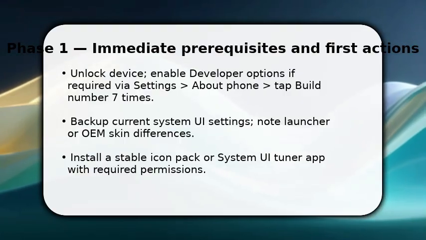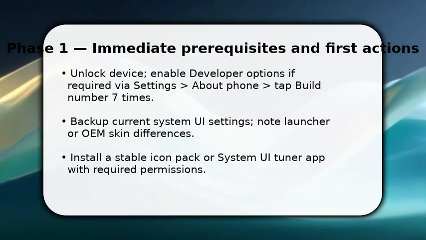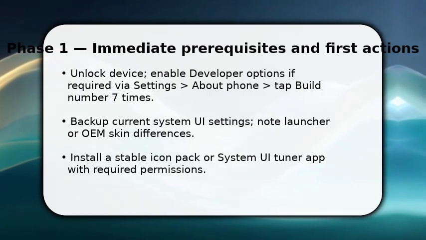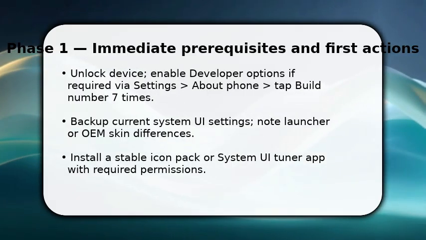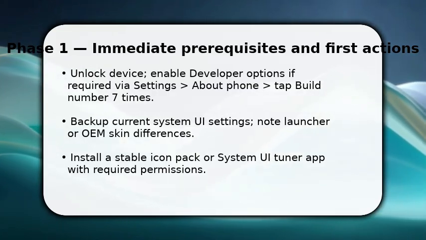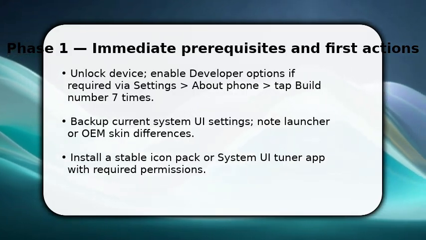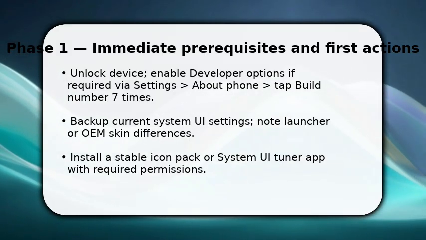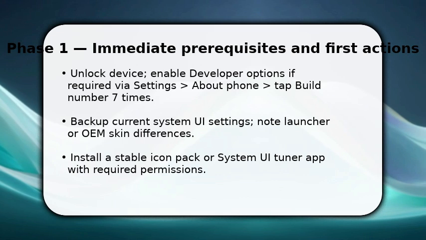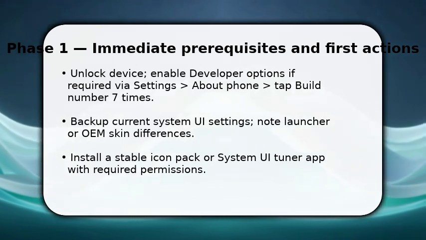You start by confirming prerequisites and taking immediate action. Unlock the phone and enable developer options where necessary. Once done, back up current system UI settings and note any launcher or OEM skin differences because behavior changes. Next, install a trusted icon pack or a system UI tuner app and grant the permissions it requests. Make sure to allow overlay or notification access if prompted. These steps prepare you so the visual changes will apply correctly and won't be lost during a reboot.